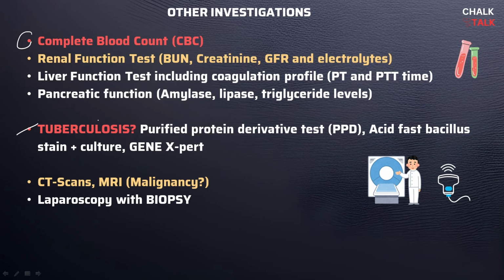Imaging is also very important. Ultrasound, CT scan, and MRI may help evaluate for tumors, obstruction, or structural changes. And laparoscopy with biopsy may be indispensable for diagnosing malignancy or tuberculous peritonitis. So, ascites is a sign or a symptom, not a diagnosis. Always search for the story behind the fluid.